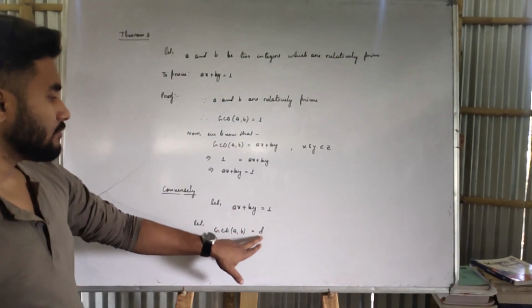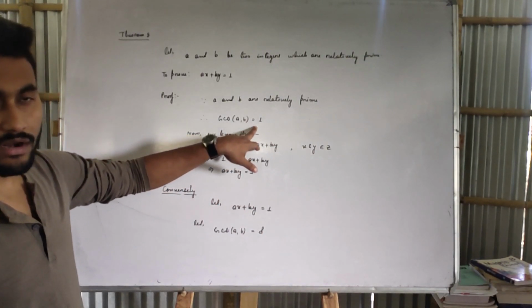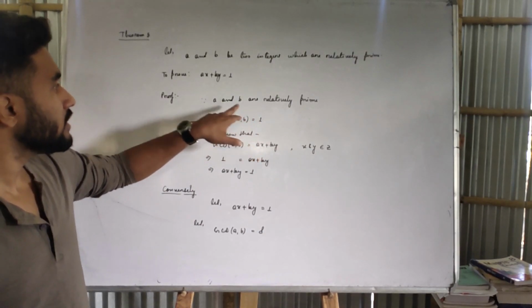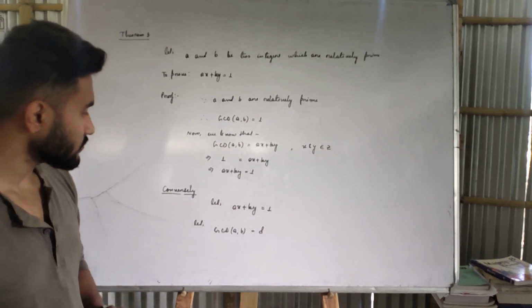I have assumed GCD of a and b to be d. What do we have to show? GCD of a and b should be equal to what? 1. Because if and only if their common factor is 1, only then will they be what? Relatively prime. So we have to show that GCD of a and b is equal to 1.